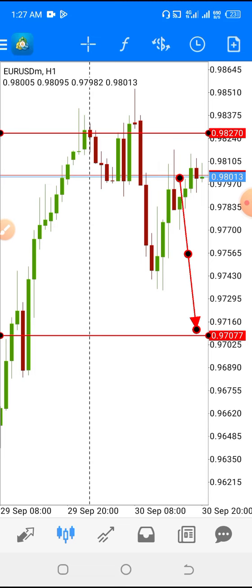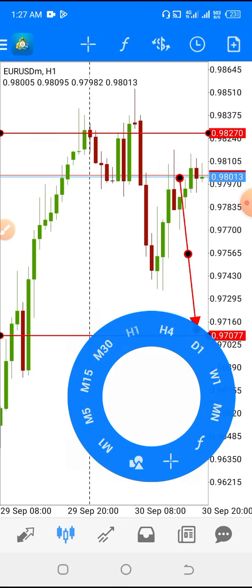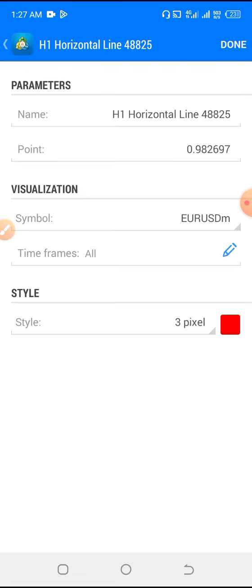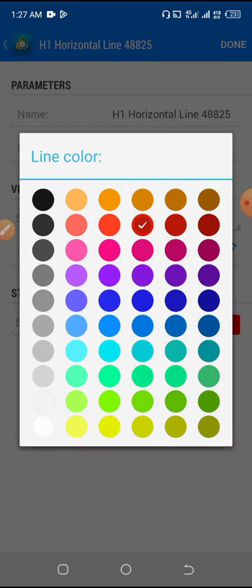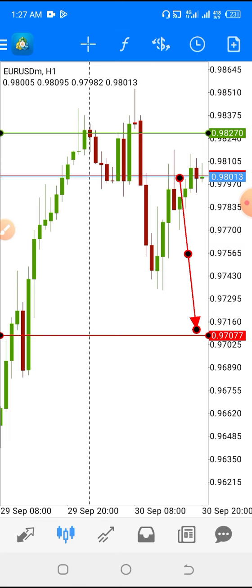Good. Now I think I should use a different color so that I don't confuse you. Let me use this for that. So for the stop loss we are using green color, then red, 0.9707 is the take profit.